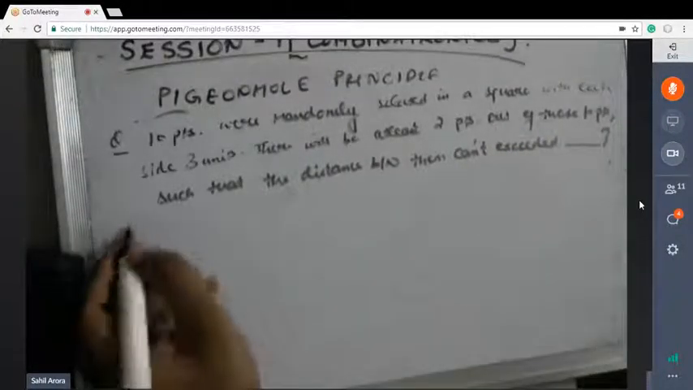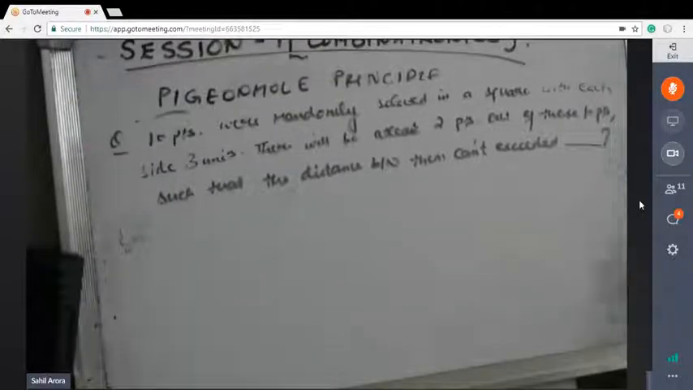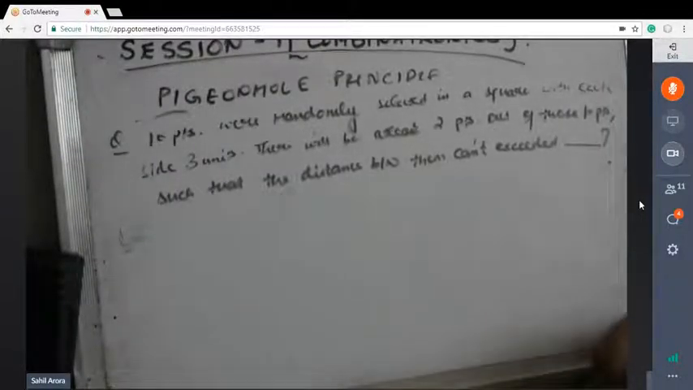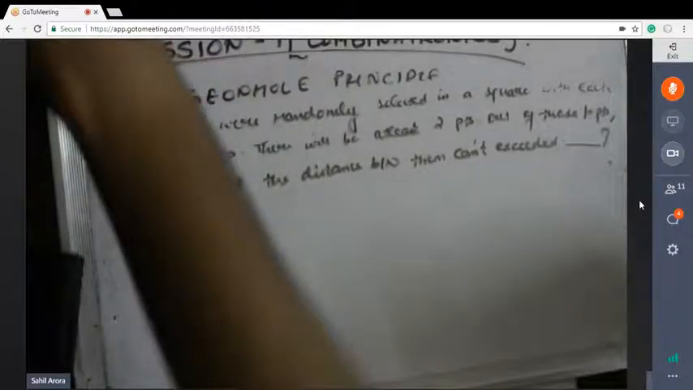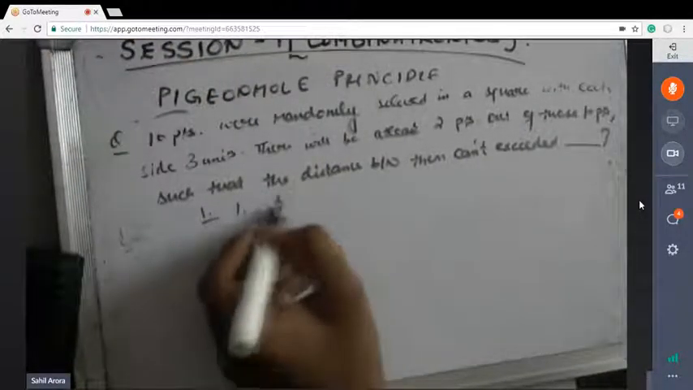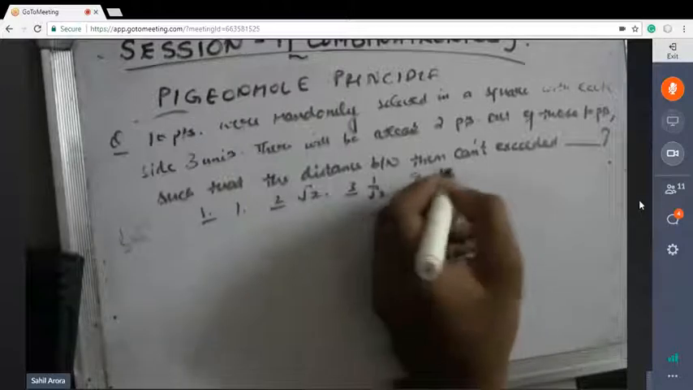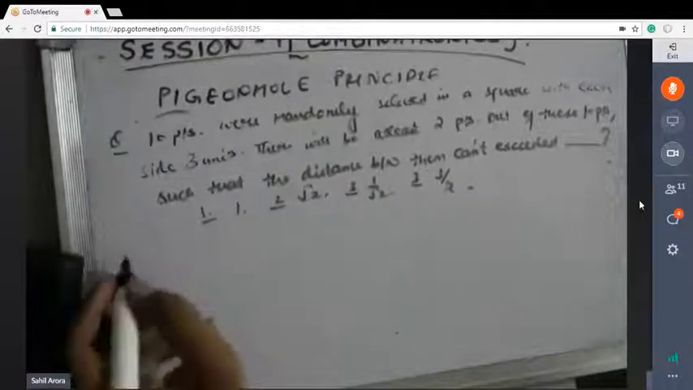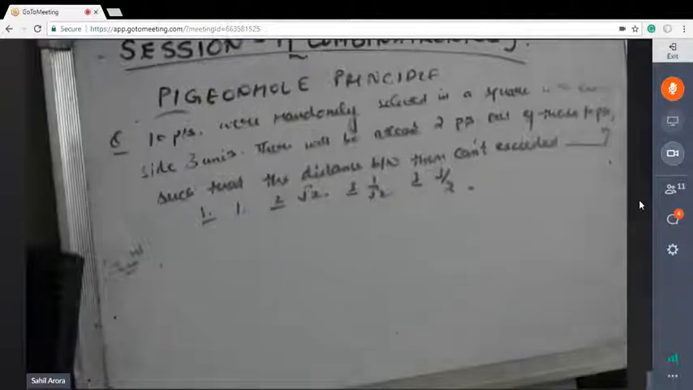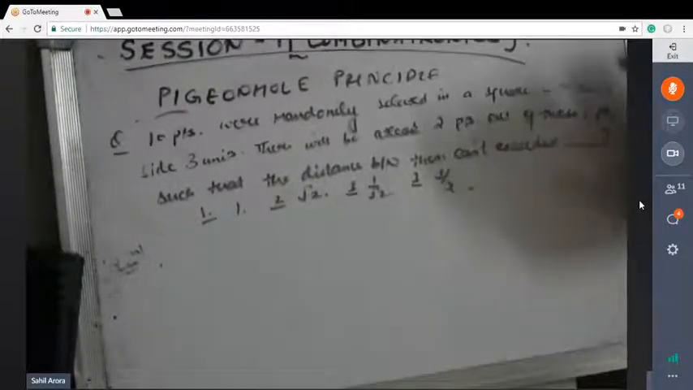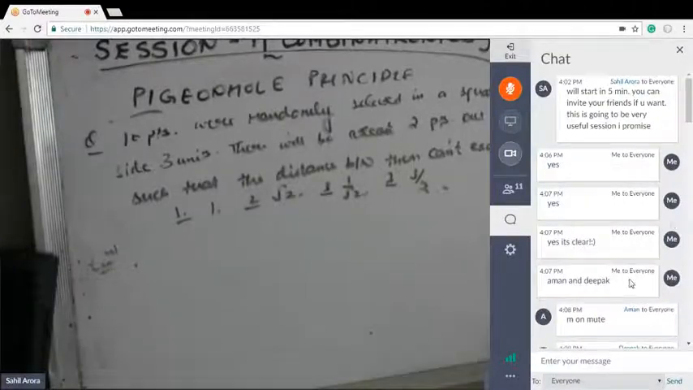what? The question says 10 points were randomly selected in a square with each side 3 units. There will be at least 2 points out of those 10 points such that the distance between them cannot exceed what? Options are also there. The option one is 1. Let's say this is root 2. This is say 1 upon root 2. And let's say this is 3 by 2. I think this is entirely based upon the previous question. You can try. This is very simple.